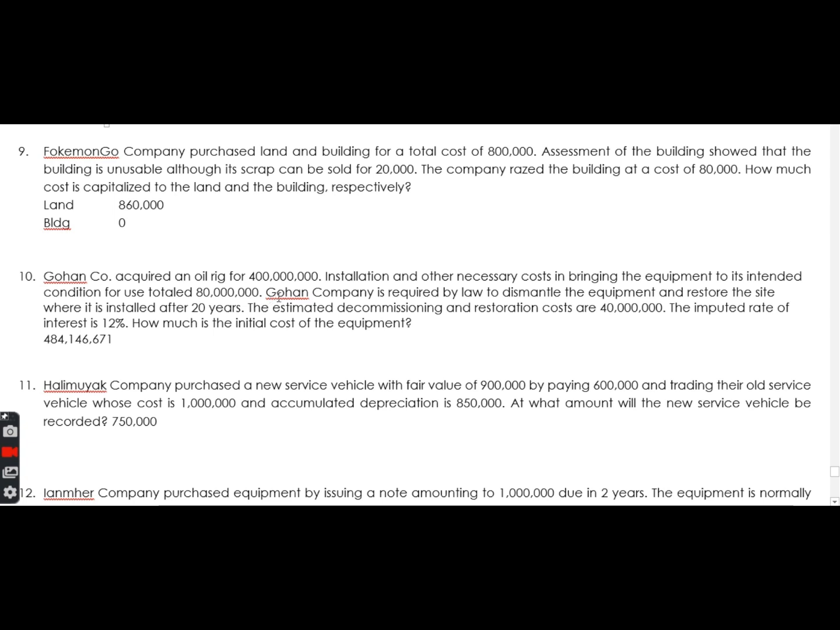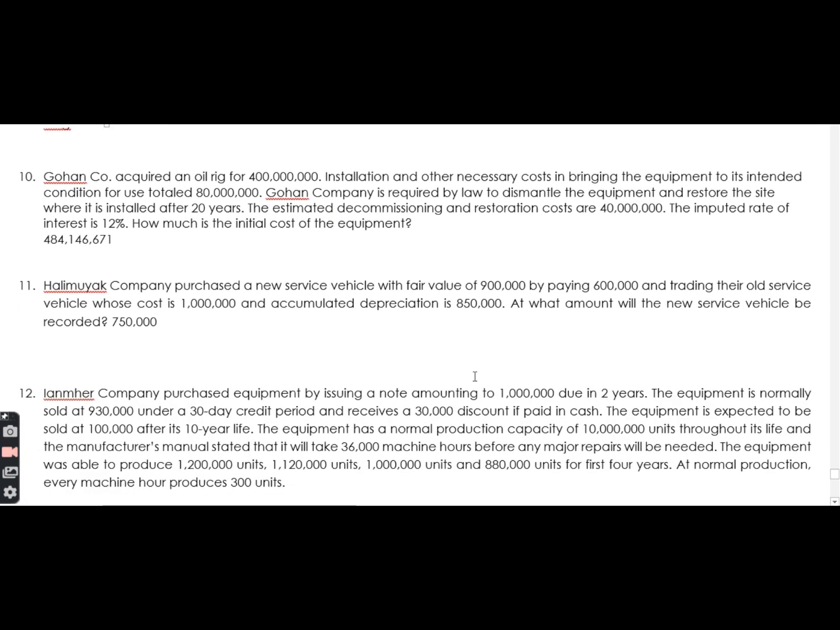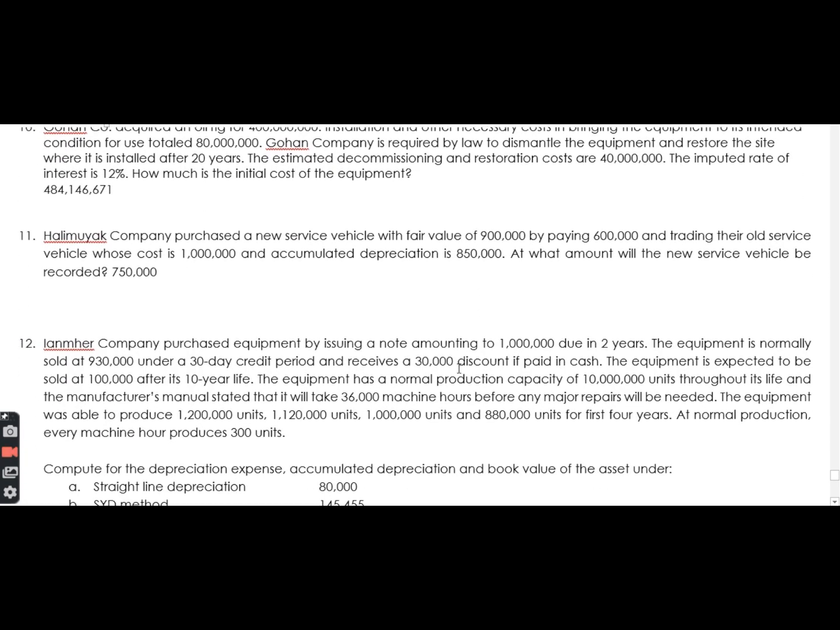Hindi siya katulad nung nasa taas ng kaninang activity or yung kaninang example kasi yun, usable or may fair value talaga na naka-allocate. So ibig sabihin may halaga pa talaga yung building na yan. Okay? Kaya kung babalikan mo dito sa sagot natin kanina, yung old building na to, yung value niya, i-record mo as a loss later on kapag nag-demolish ka. So magde-debit ka ng loss, mag-credit ka ng old building. Okay, ganun yan. Next, number 10, Gohan Company.